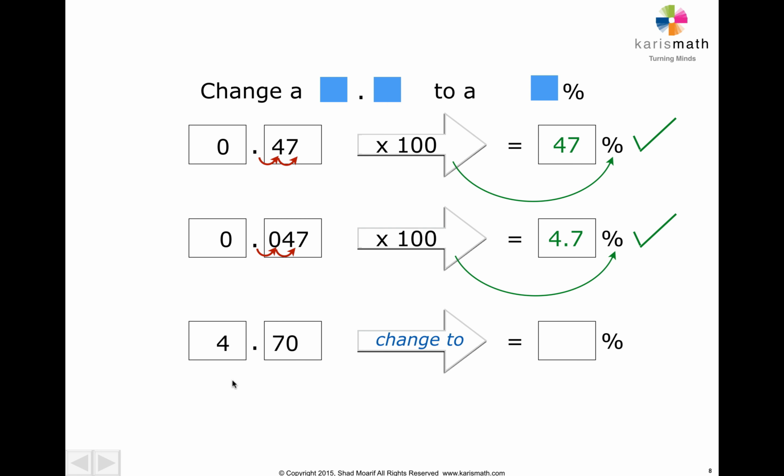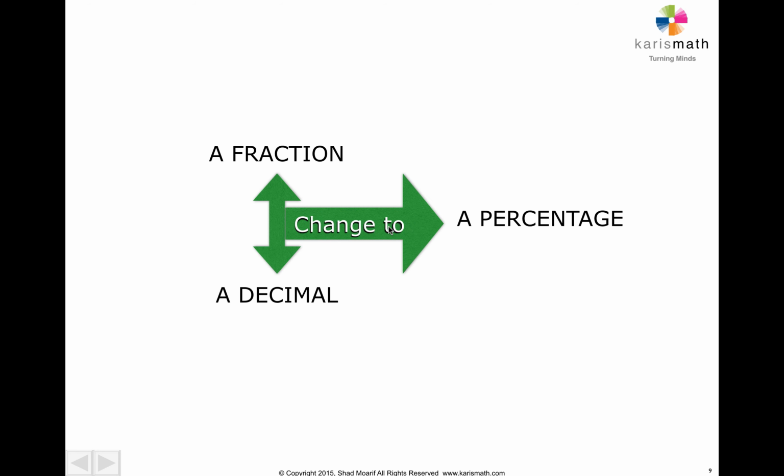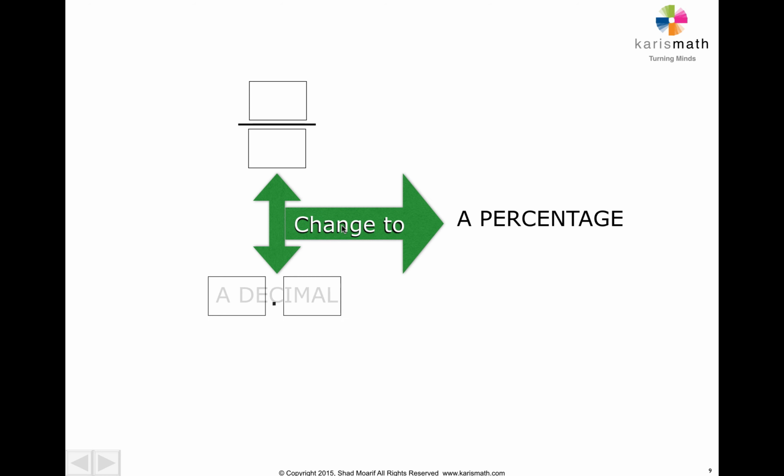This one here, 4.7. You want to multiply it by 100? Sure. This percent goes over there, and so 470%. So it's quite straightforward. The rule is whether you have a fraction, a decimal one or a regular one, if you want to change it to a percentage, just multiply by 100. That's all you have to do.